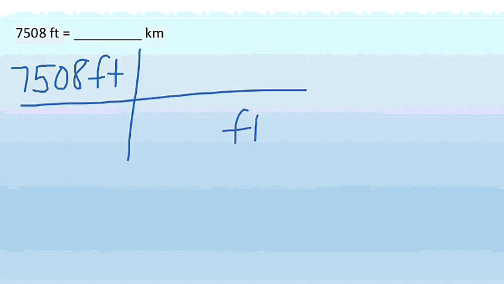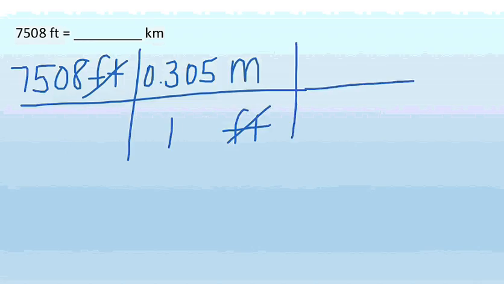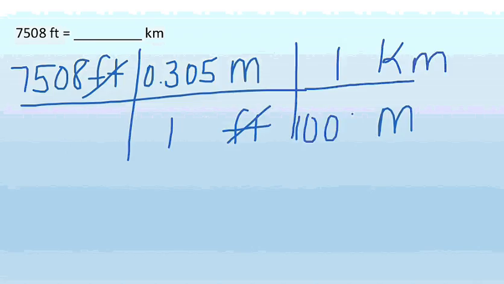So what I'm going to do is I'm going to take the path that takes me from feet to meters. So I know from my conversion factor that 1 foot is equal to 0.035 meters. All right, but here I go. Again, if I did my math right now, my answer would be in meters. I don't want it in meters. I want it in kilometers. So I'm going to go from meters to kilometers. And again, now all I have left to do is my math.